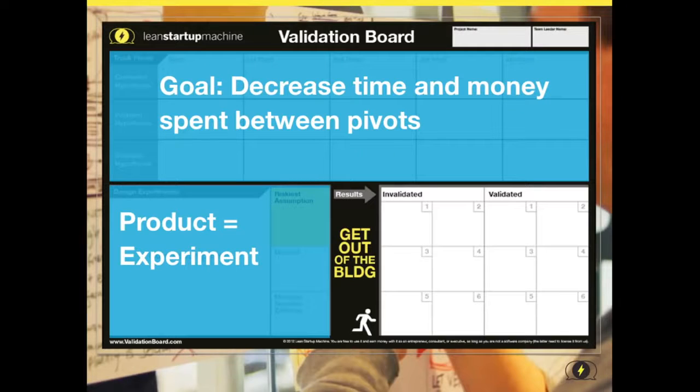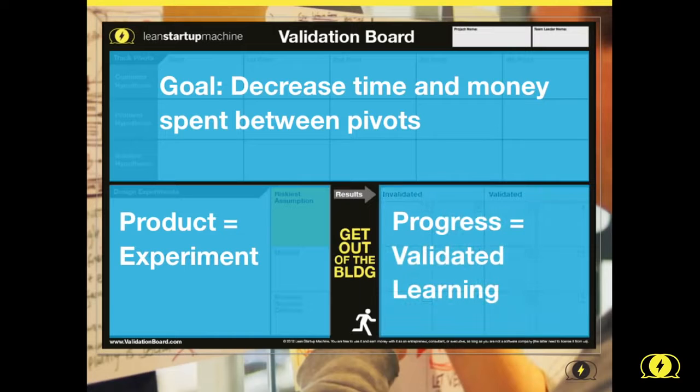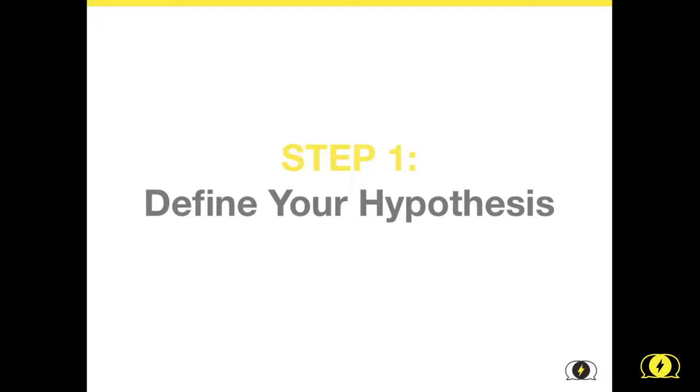In the bottom left is where we're going to design an experiment. So we're redefining a product as an experiment where the goal is actually to learn about customers. In the bottom right, we're helping you measure your progress by learning. And in a lean startup, it doesn't matter how many lines of code you have or how much revenue you have. It just matters how quickly you can learn. So we're redefining productivity. So the first step is defining your core hypotheses.